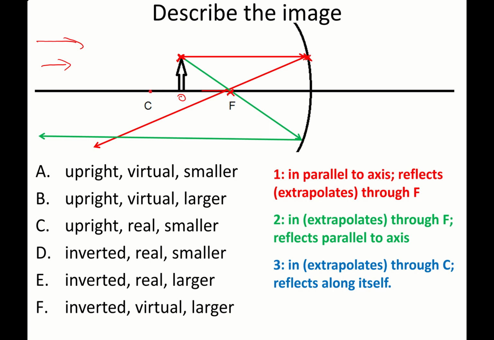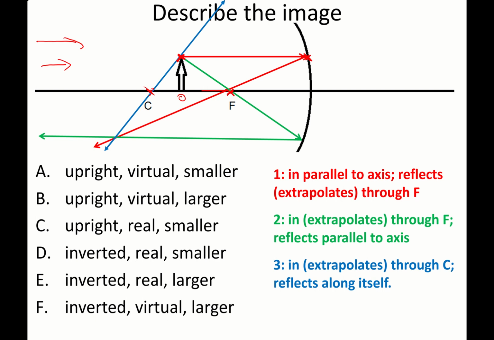Okay, what's ray 3? Ray 3 says it comes in through the center of curvature and reflects on itself. So for that one we just put our ruler through the tip of the object arrow and on the center of curvature, and then draw a continuous straight line that hits the mirror and bounces back on itself. So sort of like that.